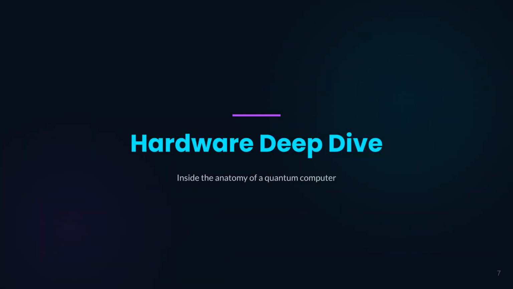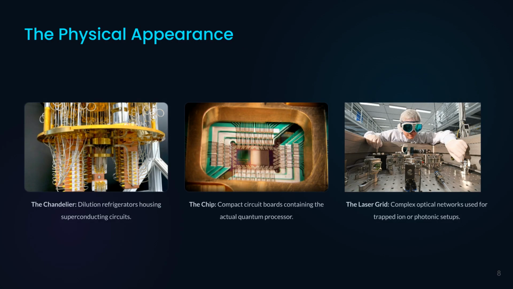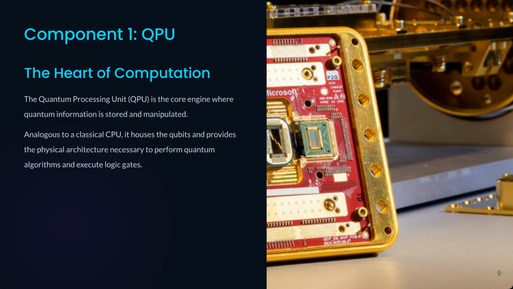Now let's take an intricate look at the actual anatomy of a quantum computer. Physically, these machines are impressive. They include chandeliers, which are dilution refrigerators, the quantum processor chip itself, and sometimes a laser grid for specific setups like trapped ions. The quantum processing unit, or QPU, is the heart of the system. Analogous to a classical CPU, it is the engine where quantum information is stored, manipulated, and processed.